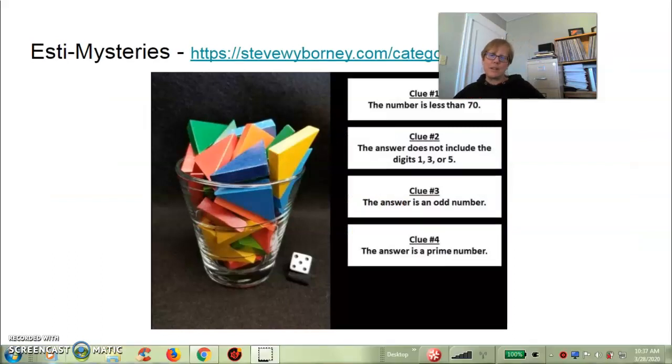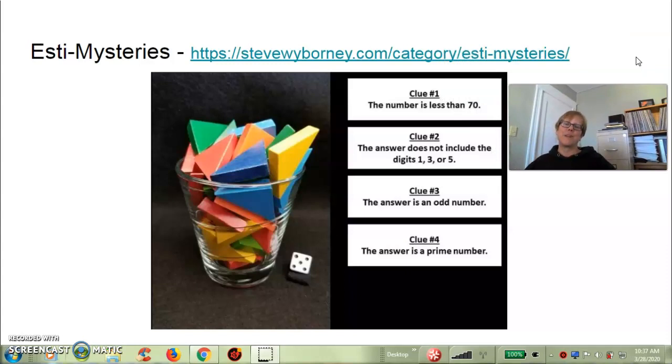If you've never heard of an ST mystery, then these are kind of cool. If you have heard of one, just go ahead and get going because I've got all of the clues right here. But for those of you who aren't sure what that is, basically ST mysteries involve figuring out how many objects are in the picture. So in this case, we're going to be figuring out how many triangular prisms are in that glass, right? First thing I always do is take a look at the picture and try to ballpark it just a little bit. So I'm guessing it's probably more than 10, but probably less than, say, 80. Then you look at the clues, and you use the clues to help narrow down your answer.